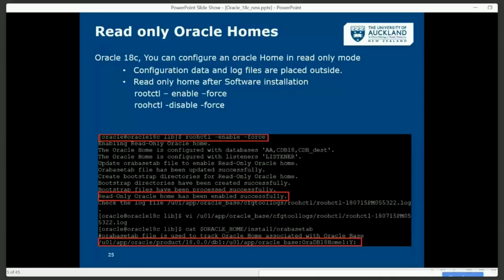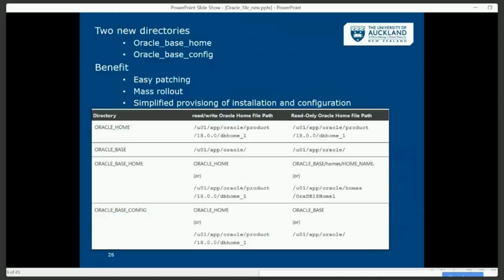How is it possible? You can do roohctl enable force, and roohctl disable force if you want to disable the read-only home. The highlighted output shows the read-only home was enabled successfully, and this is the location. In a read-only home, two new directories are created: Oracle Base Home and Oracle Base Config. You can see the difference: Oracle Home and Base are always there, but now these are two new directories, Oracle Base Home and Oracle Base Config. So what exactly is the benefit? As I explained, easy patching. Now you don't need downtime for the database. You can easily patch the binaries separately.